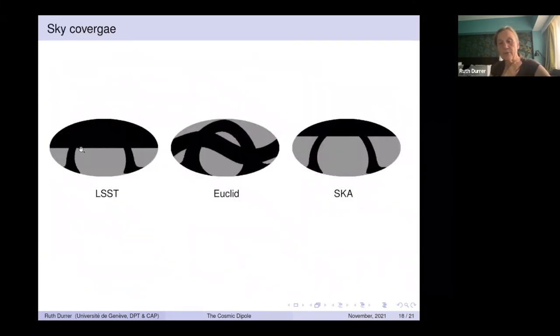just for completeness, I show the partial sky coverage of LSST, Euclid, and SKA. You see the SKA sky coverage is a bit small. The intrinsic dipole is also small. But also for Euclid, if the sky coverage were better, we could do more.